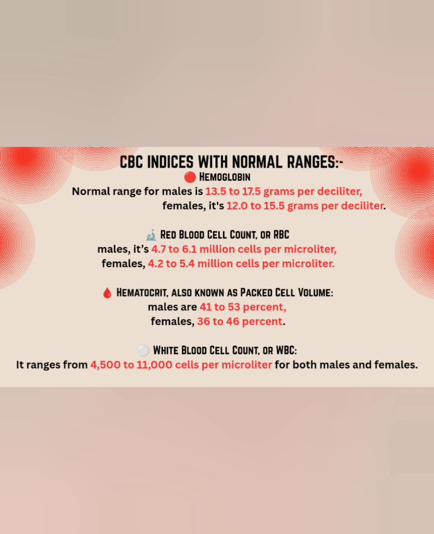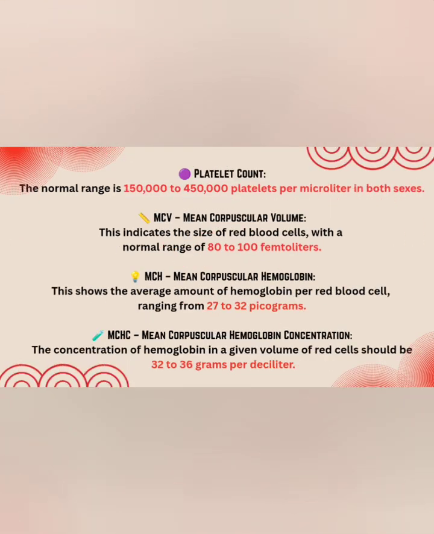Hematocrit, also known as packed cell volume, normal values for males are 41 to 53% and for females 36 to 46%. White blood cell count or WBCs, it ranges from 4,500 to 11,000 cells per microliter for both males and females. Platelet count, the normal range is 150,000 to 450,000 platelets per microliter in both sexes.